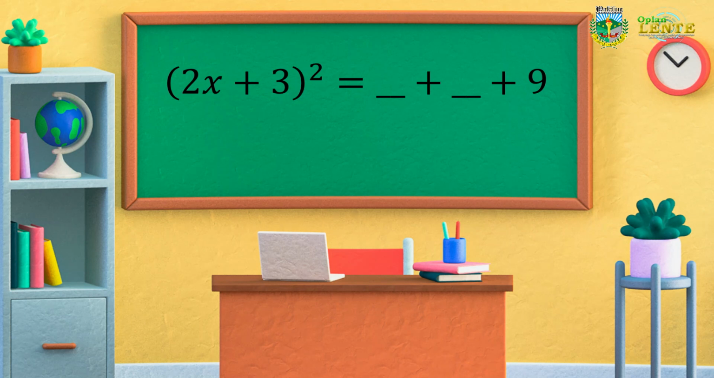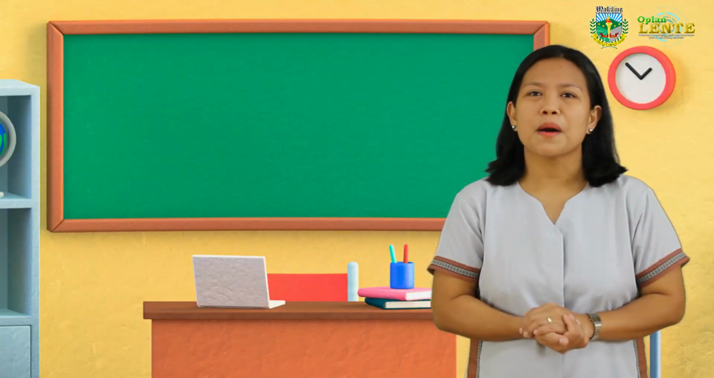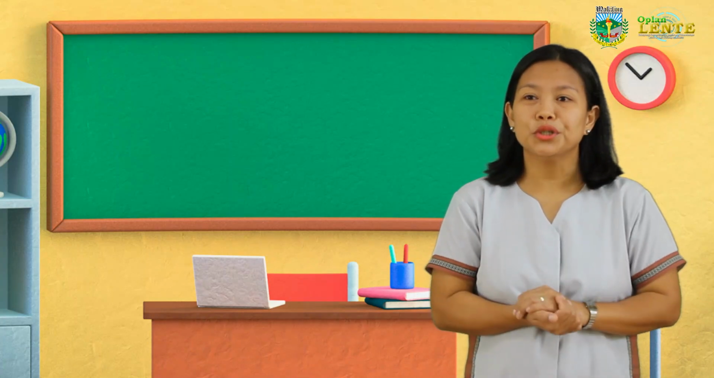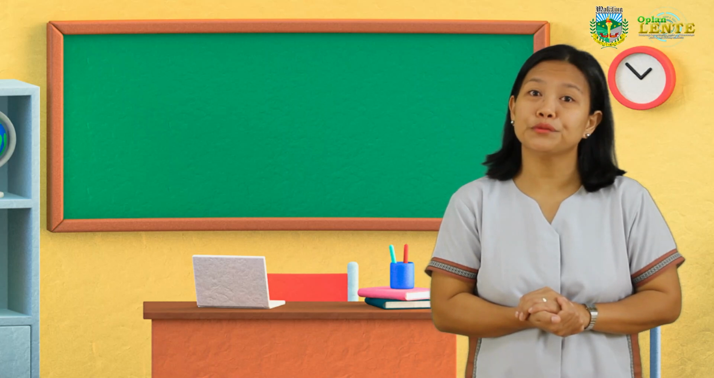Number 3. The square of the quantity of 2x plus 3 equals blank plus 9. Applying again the steps in finding the square of a binomial, the square of this binomial is 4x squared plus 12x plus 9. I hope we got the same answer. With all the examples given to you, do you now know how to find the square of a binomial and the product of two binomials?